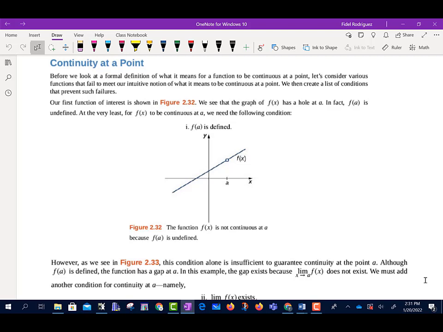So here's our first function. We're looking at the graph of f of x, and it has a hole at the value when x is equal to a. Let me get my pen going. Here we go. You can see at a, we have a hole in the function, and so f of a is undefined. For f of x to be continuous, at the very least we need the function to be defined at that particular point.